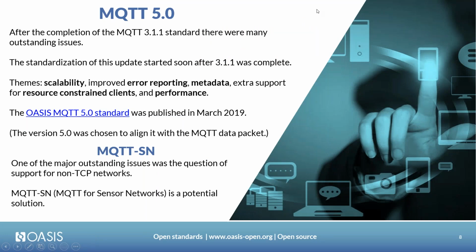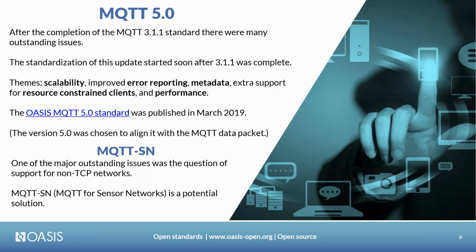But that left many outstanding issues that we wanted to address. And so right away, we embarked on the next version of MQTT. There were several themes to this: scalability, improved error reporting, the capability of adding metadata to the information in packets, extra support for resource constrained clients, and more support for higher performance. The result of this work was the MQTT 5.0 standard, which was published in March of last year.